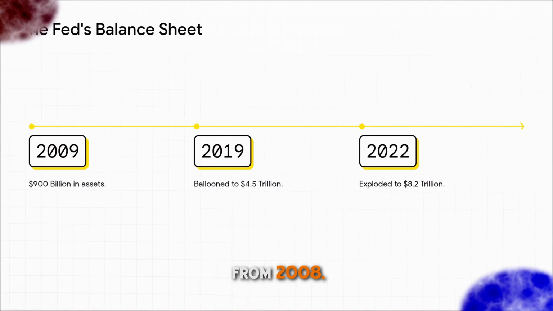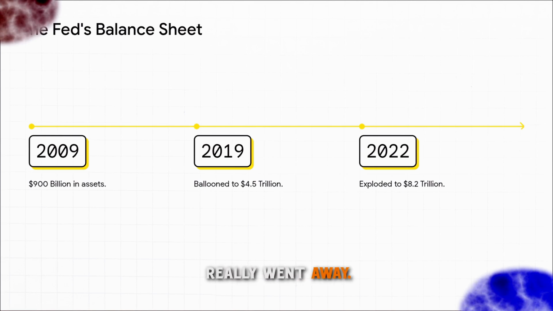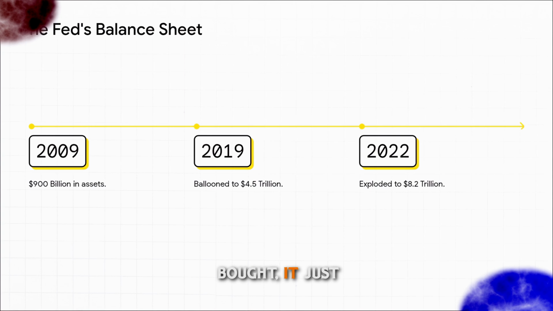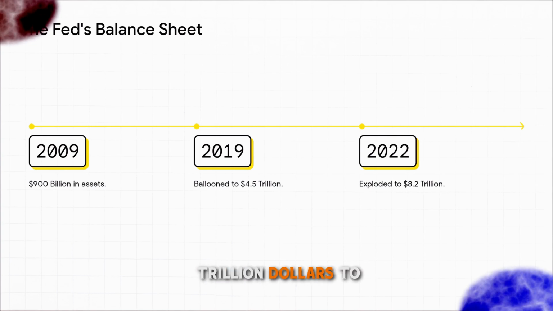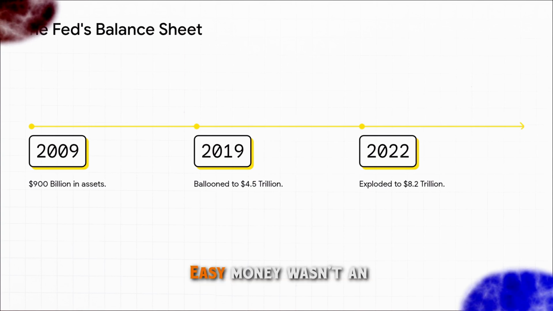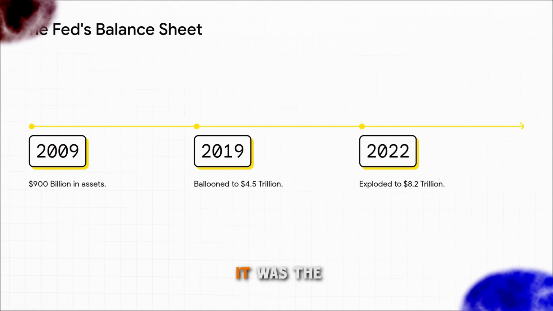Now this slide, this is where you can see the sheer scale of what happened. That temporary fix from 2008, well, it never really went away. The Fed's balance sheet, which is just a fancy term for all the stuff it bought, just ballooned from less than $1 trillion to over $8 trillion. Easy money wasn't an emergency measure anymore, it was the new normal.